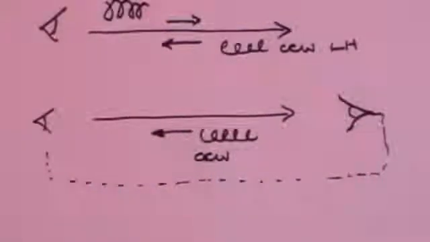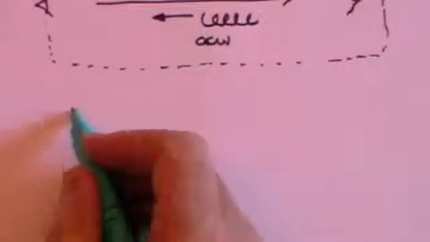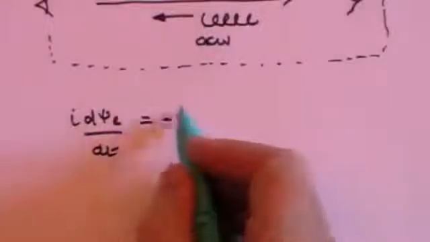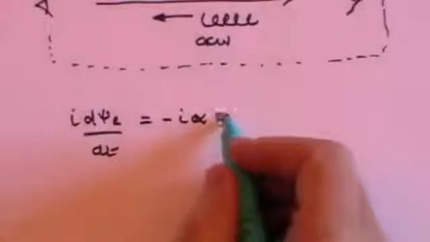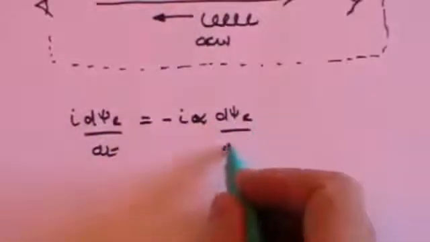way. But we also know that you can get electrons that change from left to right from the Dirac equations, which we derived in an earlier video in this series. Let me just remind you what they were. We said that i dψ_R/dt is equal to minus i α, where α, you may remember, was a matrix, dψ_R/dx plus m ψ_L.